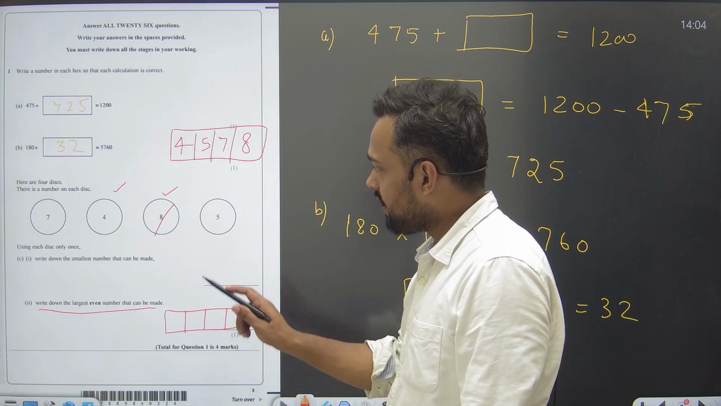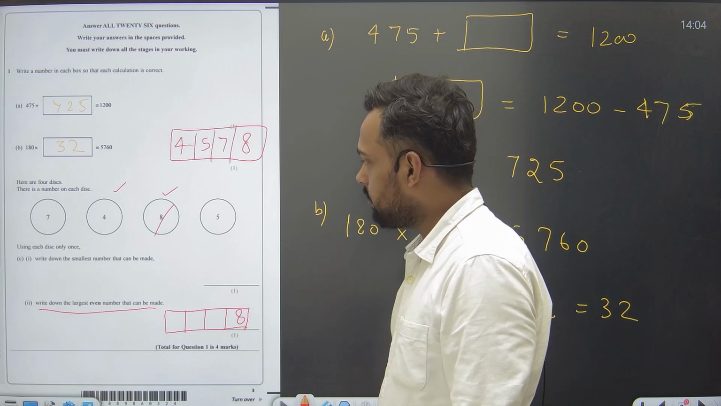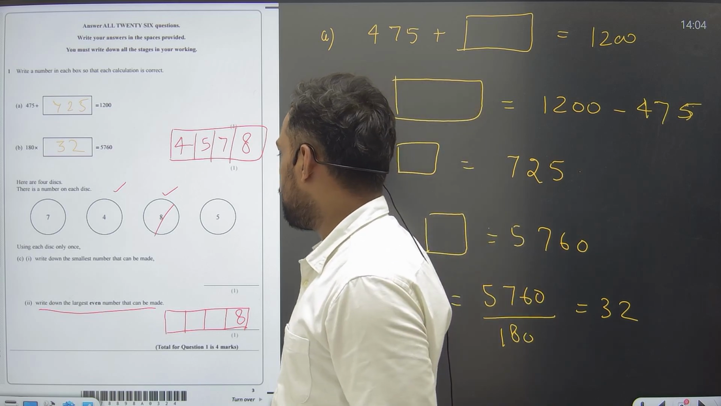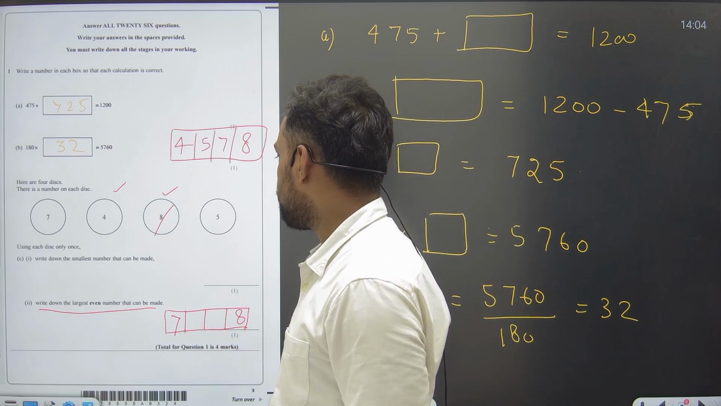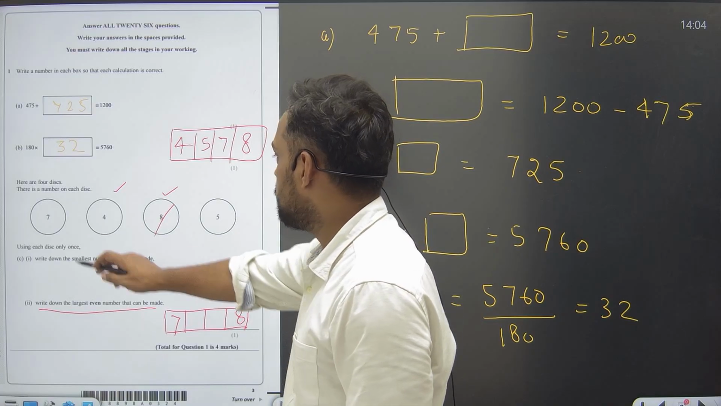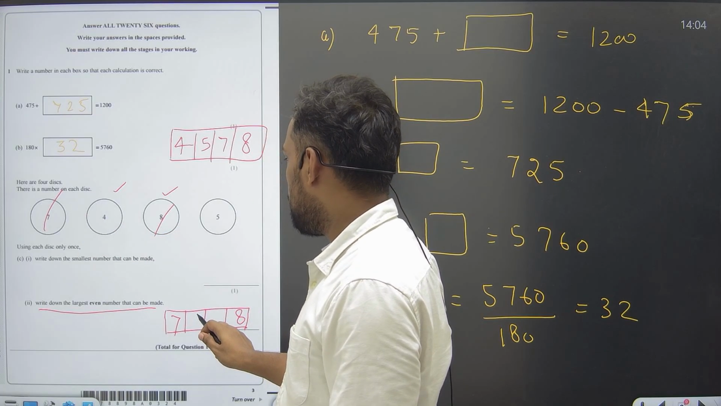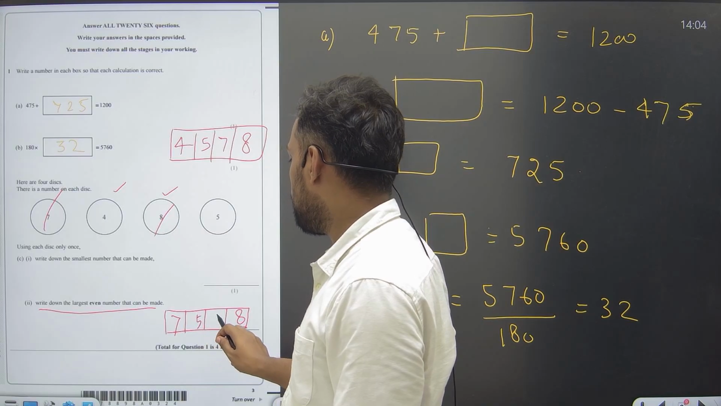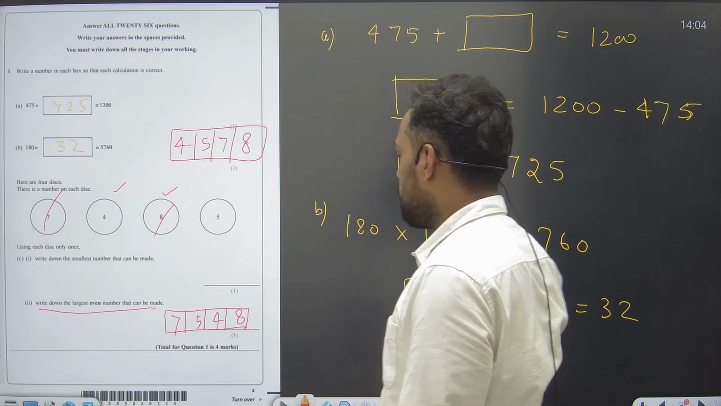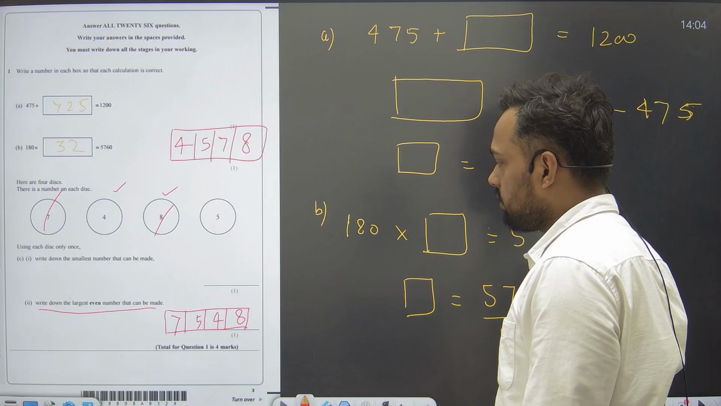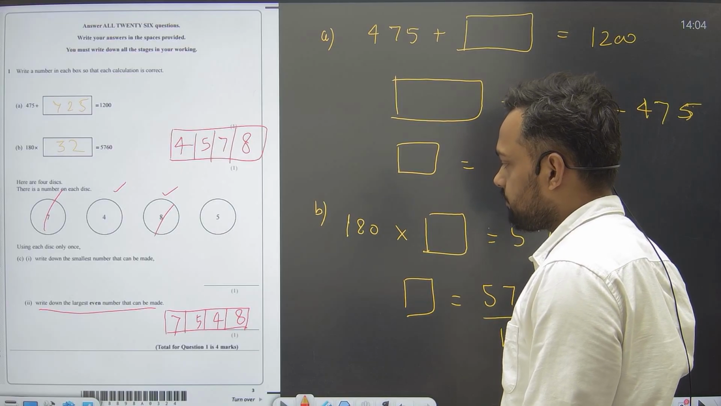that in 7, 4 and 5 which is the largest number. In 7, 4 and 5 we can say that 7 is the largest. Similarly, 7 is gone. In 5 and 4, the largest number is 5. So 5, and here it will be 4. So 7, 5, 4, and 8 is the largest number possible.